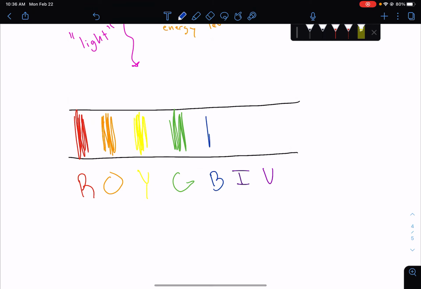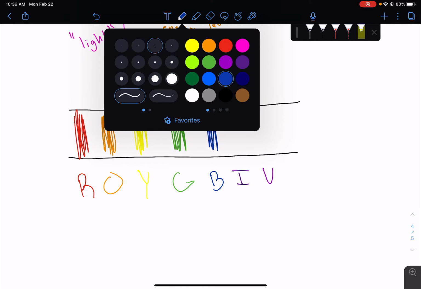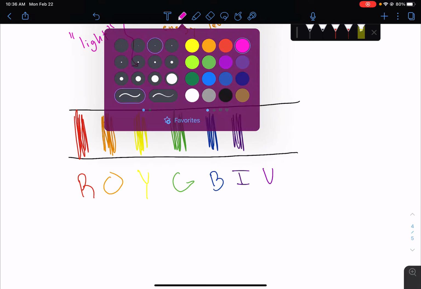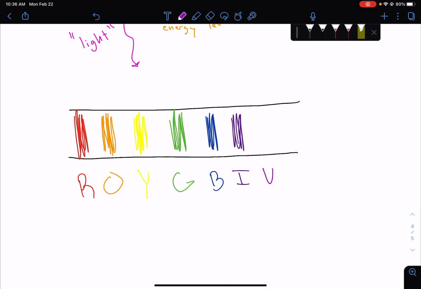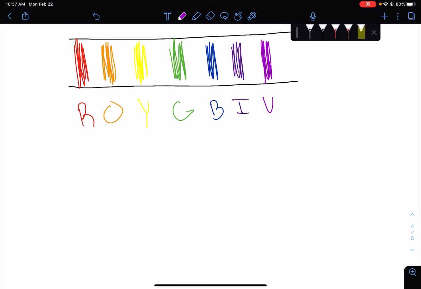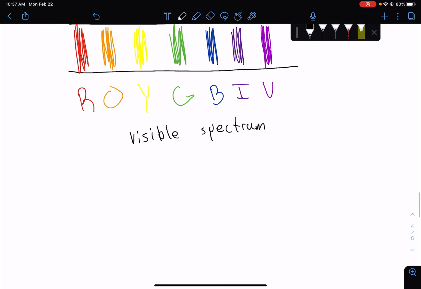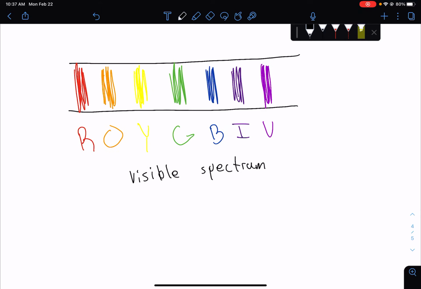All right, cool. We've got the visible spectrum here. Roy G. Biv: red, orange, yellow, green, blue, indigo, and violet. But this visible spectrum is just a small part of the overall electromagnetic spectrum that we can see. It's a very small fraction of it, actually.